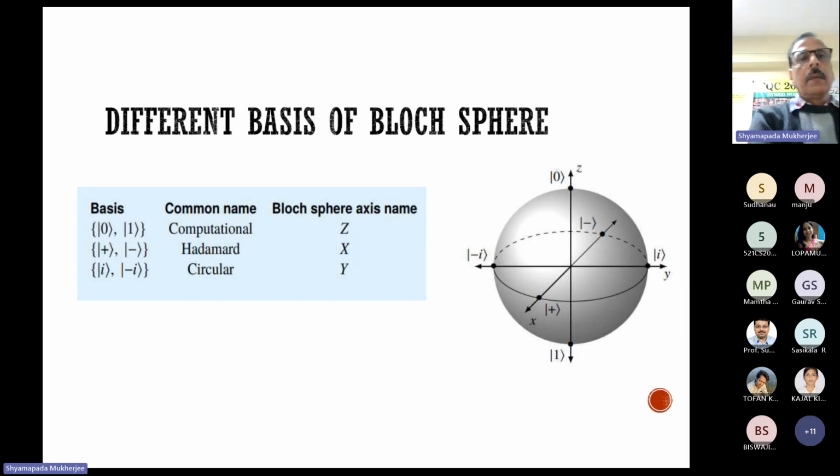Now, for the different bases of the Bloch sphere, the qubit can be represented either in terms of 0 and 1, or in terms of plus and minus, or in terms of i and minus i. So I have a computational basis, a Hadamard basis, and a circular basis, and they are represented by the axes named Z, X, and Y.